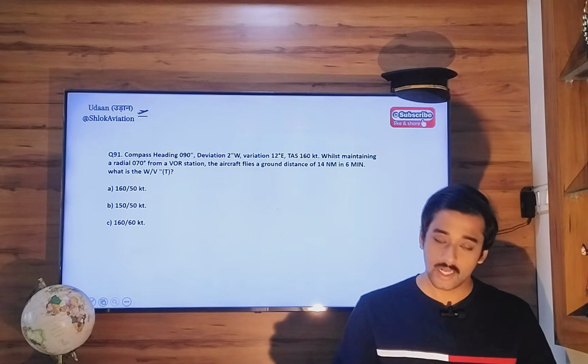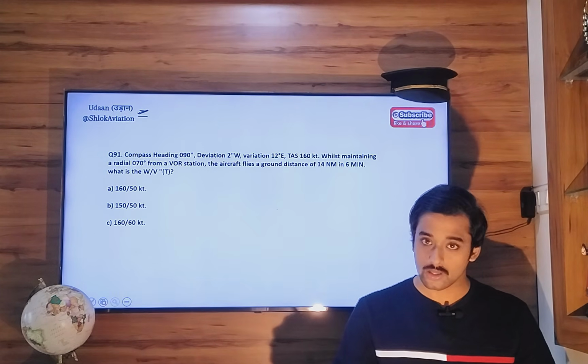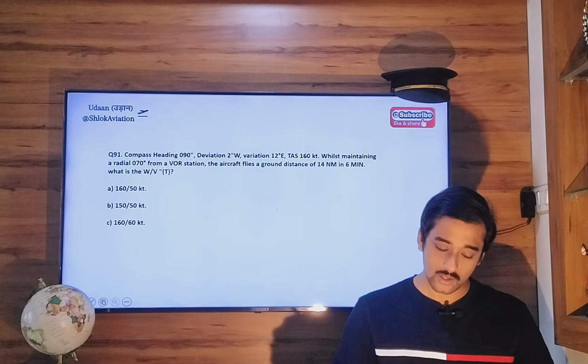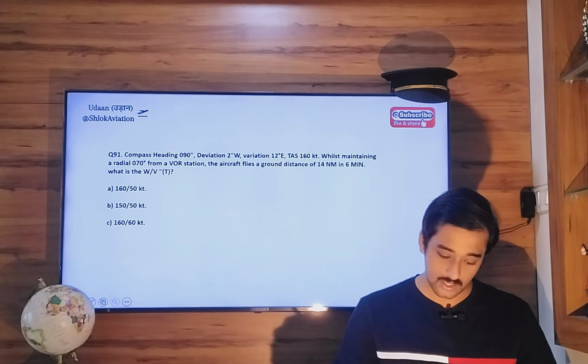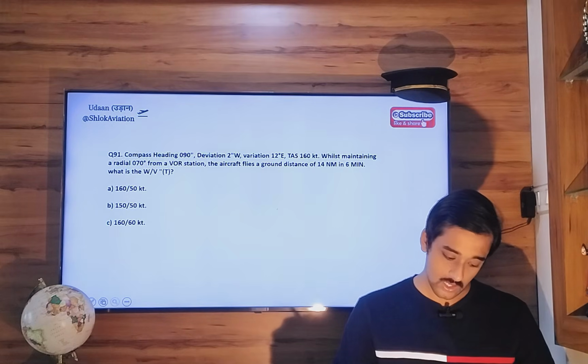Compass heading is 090, deviation is 2 degree west, variation 12 degree east, TAS 160 knots. While maintaining a radial of 070 from a VOR station, aircraft flies a distance of 14 miles in 6 minutes. What is the wind velocity?